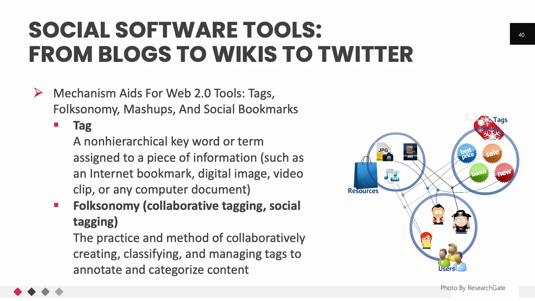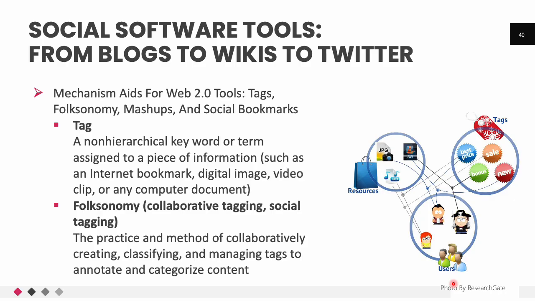All right, now the mechanisms for Web 2.0: tags and folksonomy. Okay, we'll focus on the first two for this part. They actually have four: tags, folksonomy, mashup, and social bookmarking. So we will focus on the first two parts.